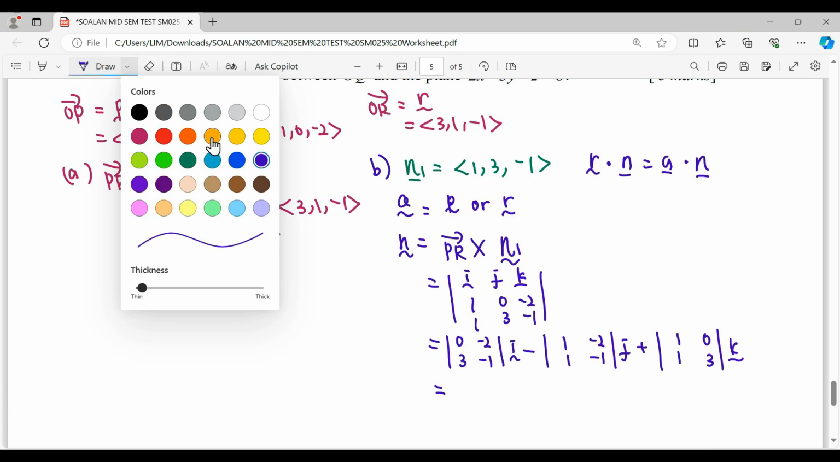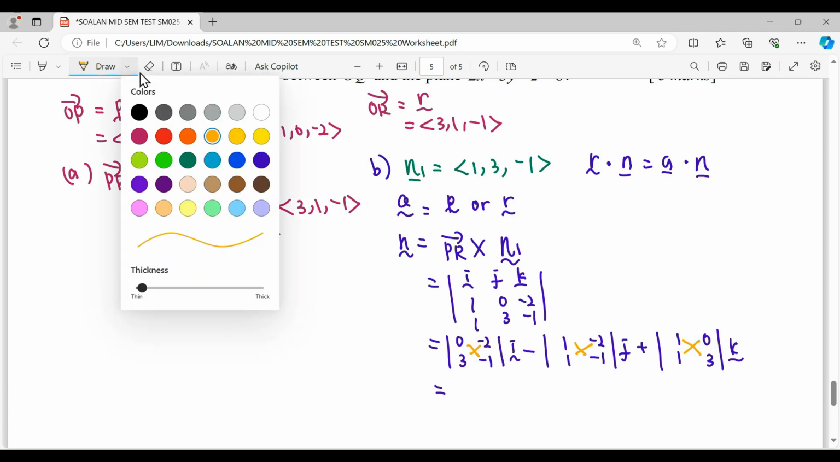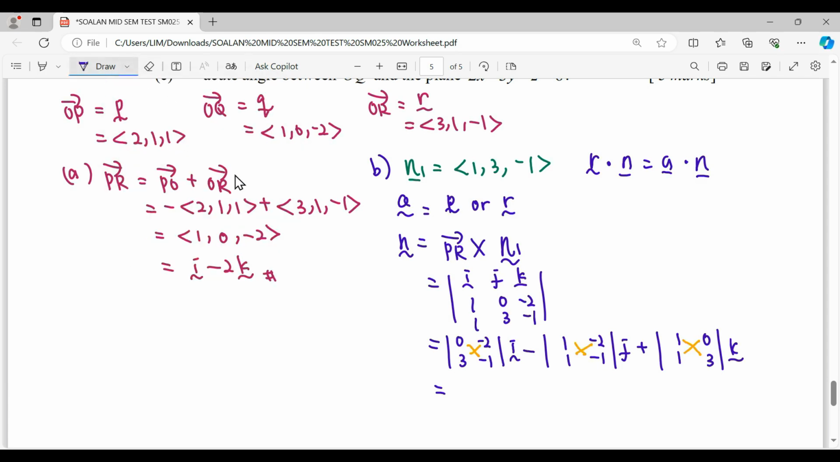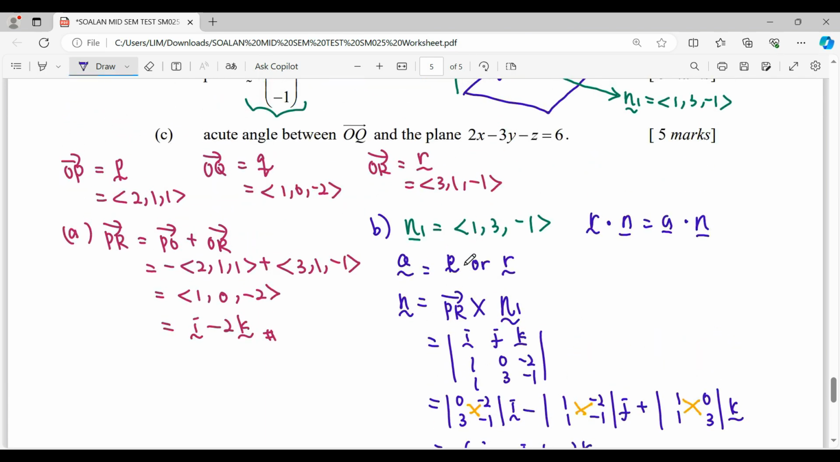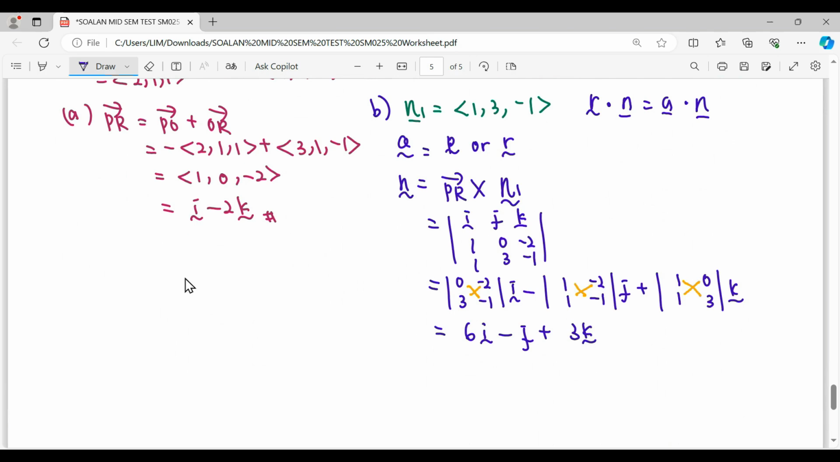Now we're going to simplify this minor, which is AD minus BC, A times D minus B times C. So for this case, it will give you 6i minus j plus 3k. So once we get our normal vector and position vector for this plane, we can continue to our equation of plane, which is r dot n equals a dot n.